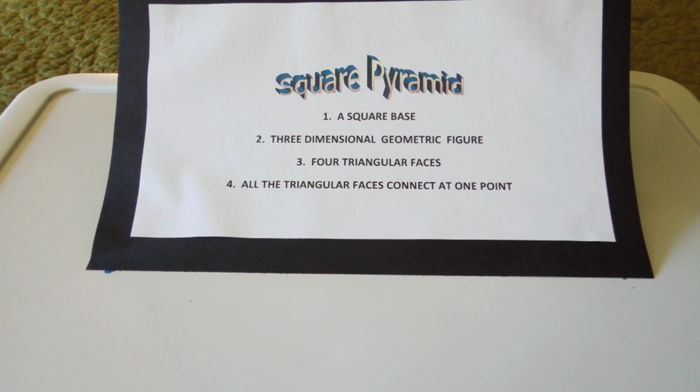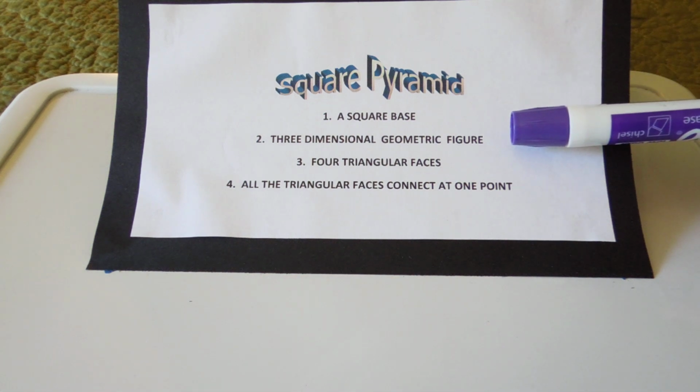Today I'm going to be demonstrating how to draw a square pyramid. Now, the square pyramid is different from other pyramids because it has a square base. That's why it's called a square pyramid. Not only does it have a square base, it's a three-dimensional geometric figure. You can see it from three dimensions.